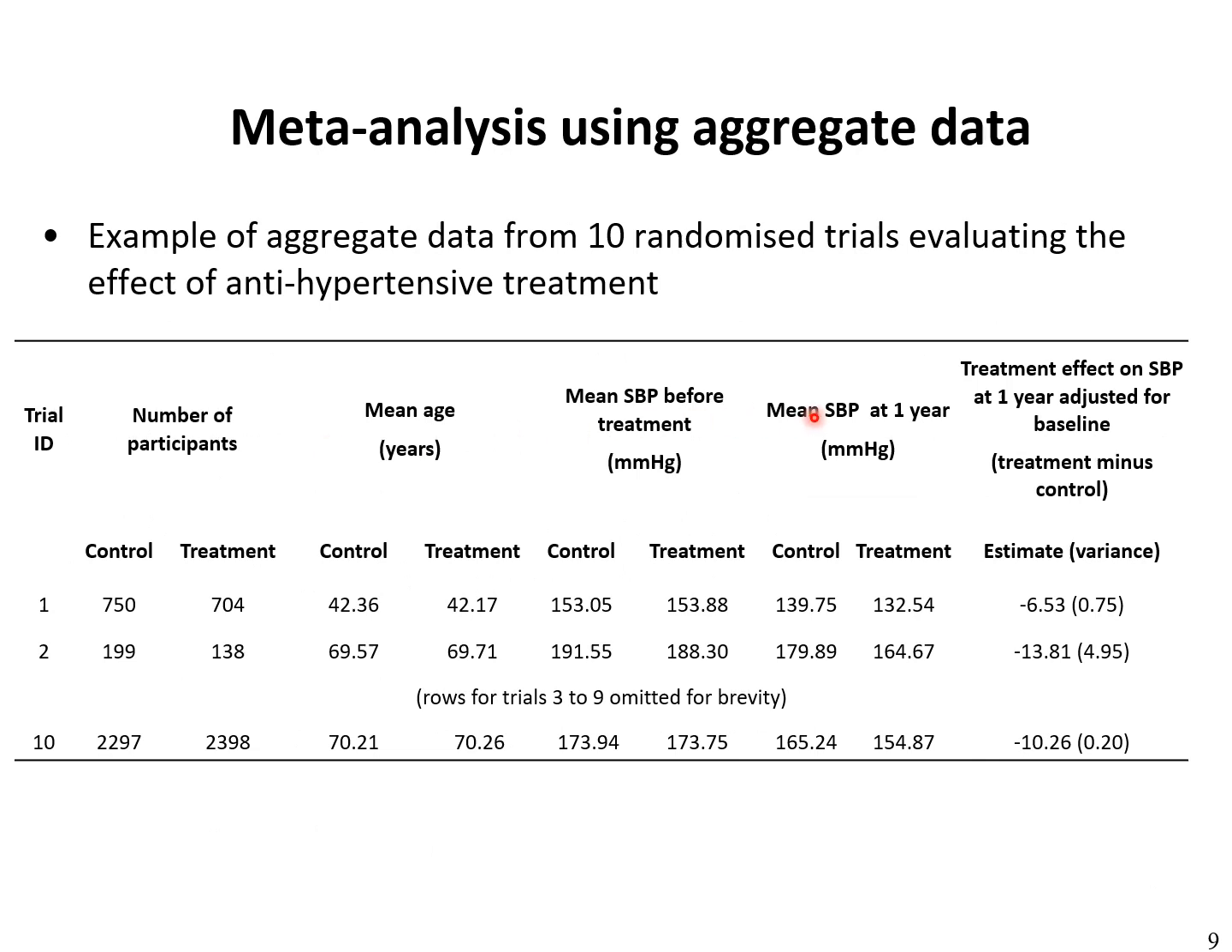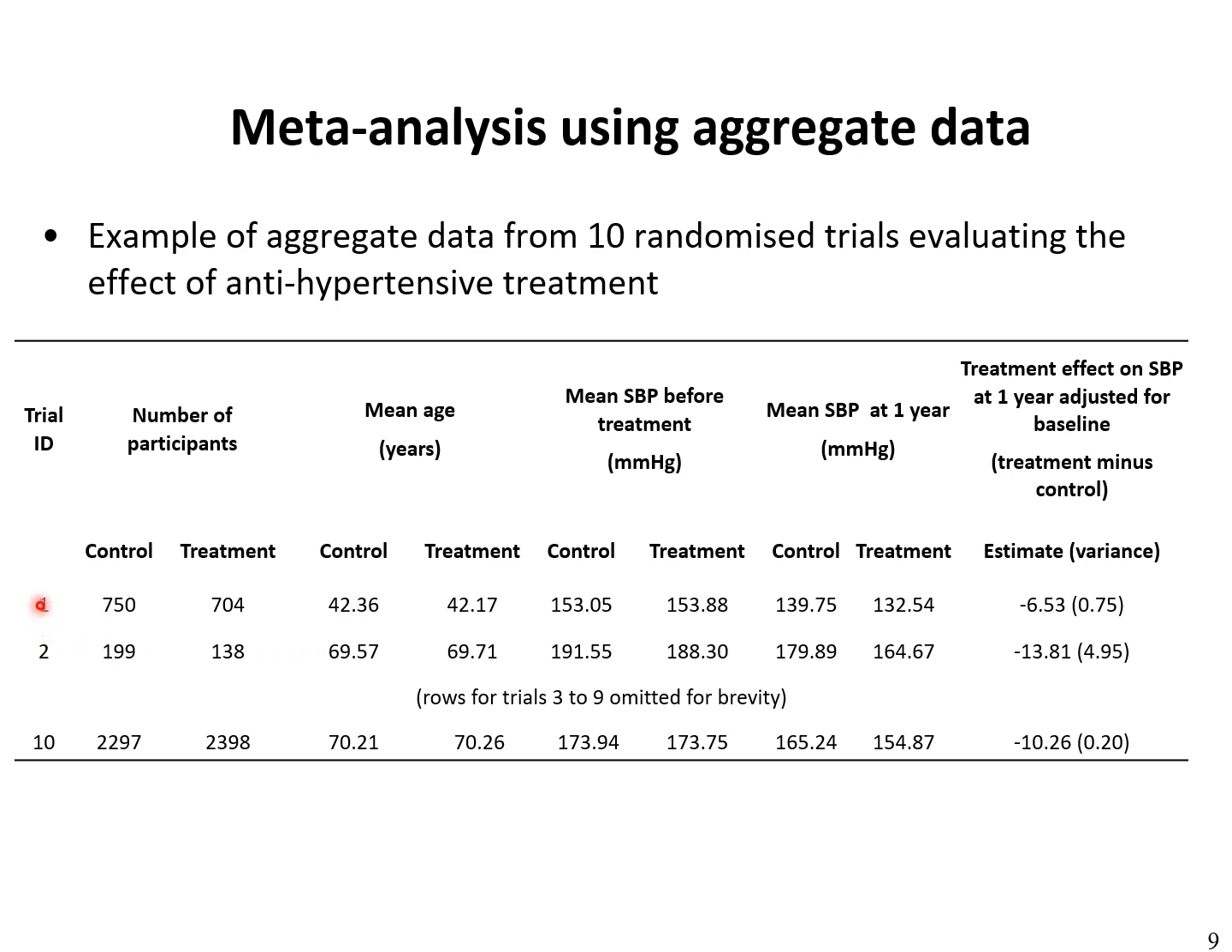Here's an example of aggregate data collected from 10 randomized trials evaluating the effects of antihypertensive treatments. So patients recruited with high blood pressure, hypertension, and they're looking to see whether this antihypertensive treatment is reducing blood pressure over time. And so we have a summary of information for each trial. So we have in our dataset a row for each trial.